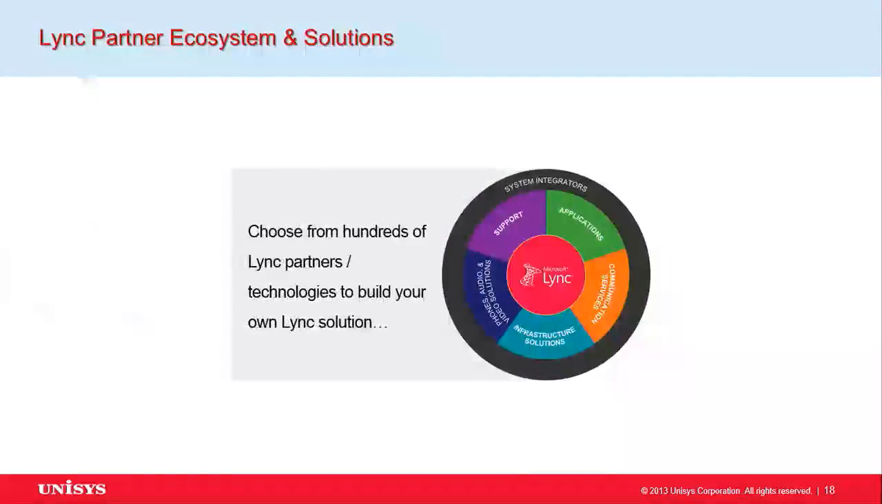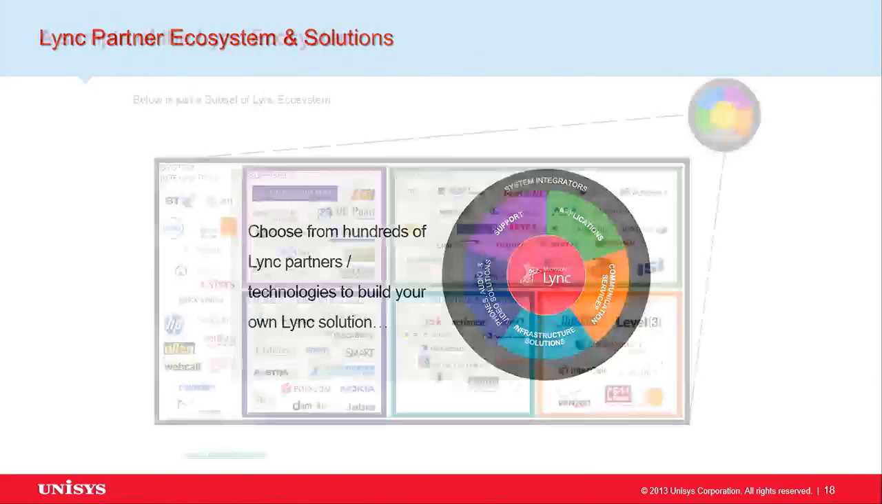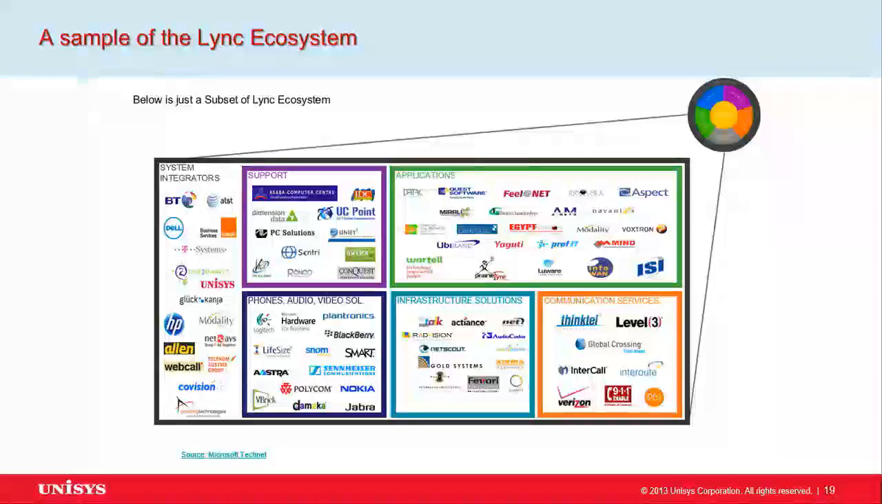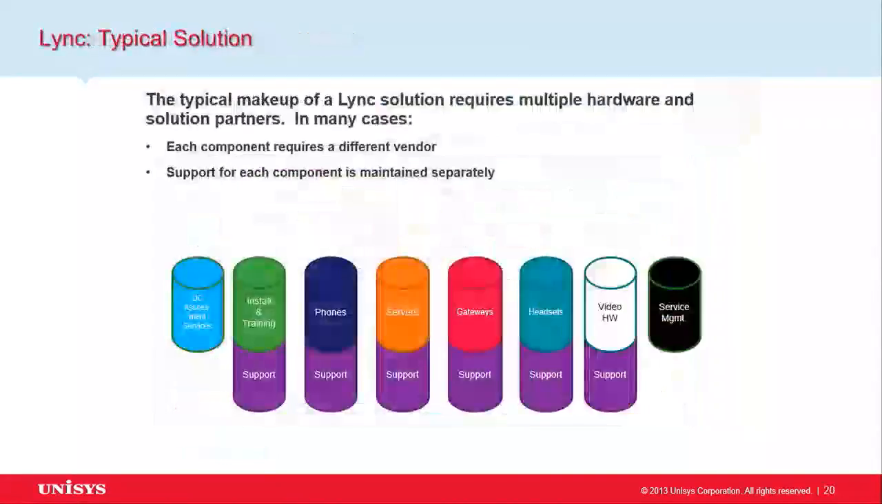So when you look at, like Robert said, the Lync ecosystem, this is a little bit of a preview of what that looks like. When we go to the next slide here, this is a slide taken from Microsoft.com or Microsoft TechNet that really shows a little bit about what that Lync ecosystem looks like. So when you go back to that traditional PBX model, when you're dealing with one vendor, one support contract, you can see where some of the challenges exist with Lync.